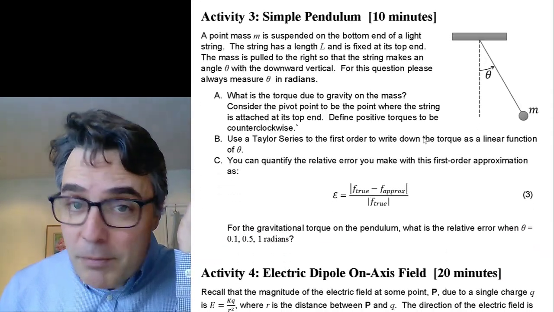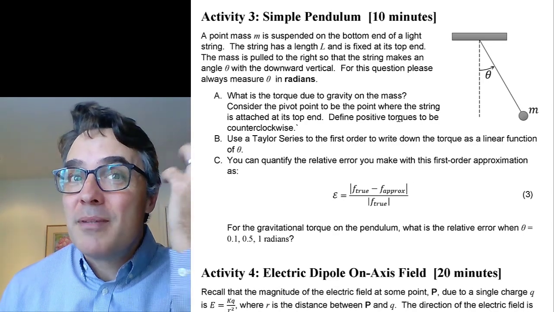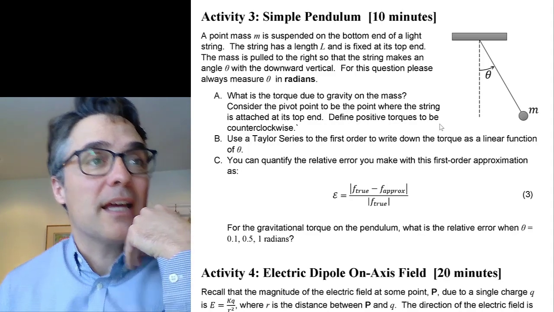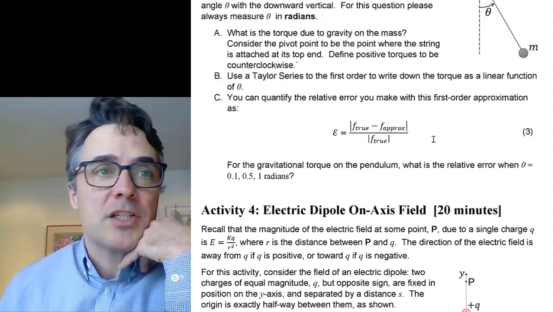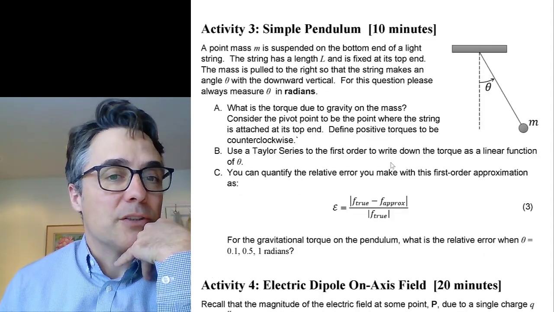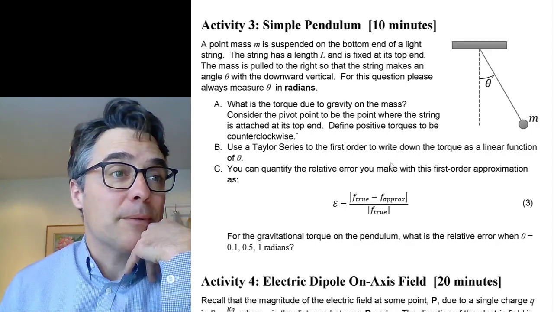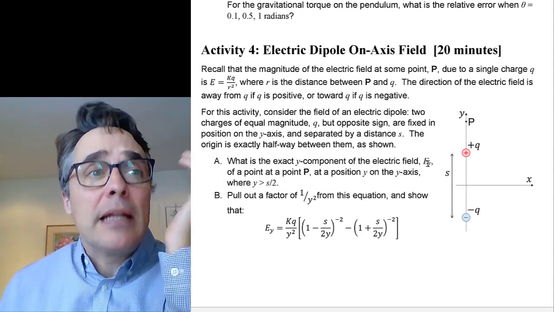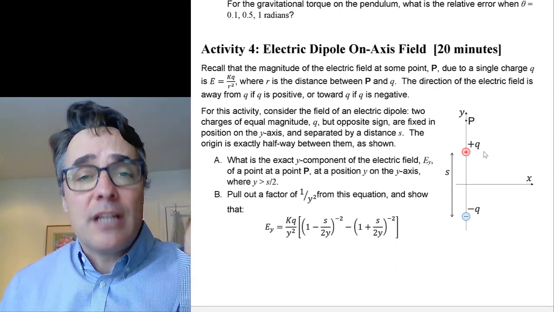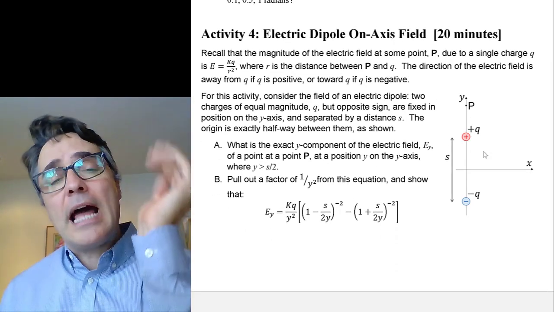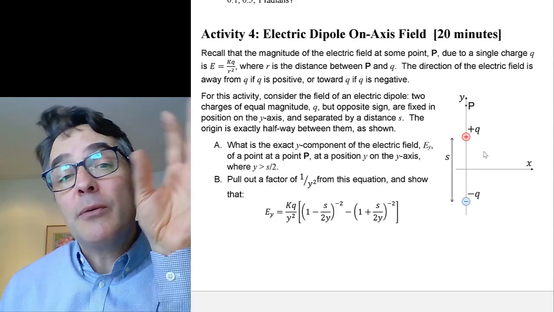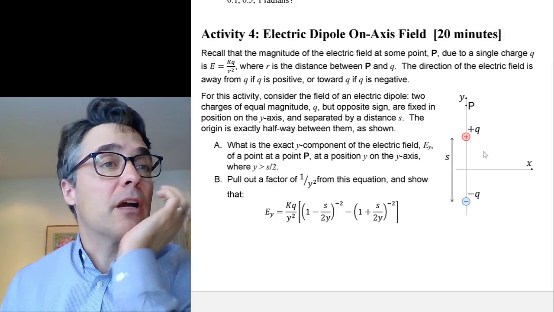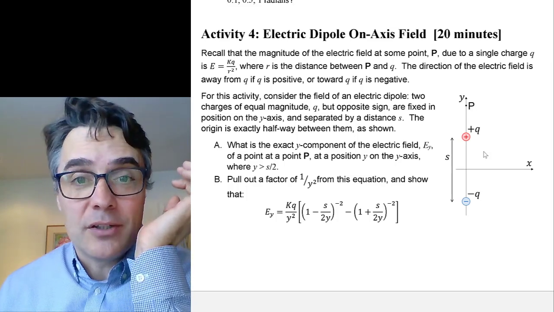Activity 3 is the simple pendulum, and so then we'll actually be looking at what the torque is and looking at the small angle approximation and how sine theta becomes theta. Why does that happen? And activity 4 is back to what you're doing in class right now, electric field of a dipole, and how if you go on axis, it's approximately proportional to 1 over r cubed. And you can figure out why that is, again, from a Taylor series.